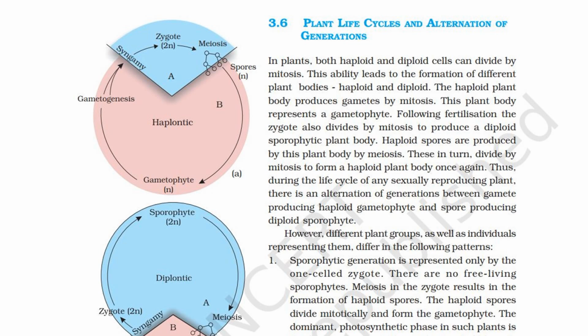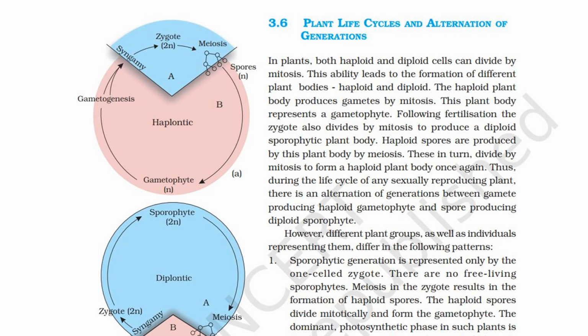Haploid spores are produced by this plant body by meiosis. These, in turn, divide by mitosis to form a haploid plant body once again. Thus, during the life cycle of any sexually reproducing plant, there is an alternation of generations between the gamete-producing haploid gametophyte and the spore-producing diploid sporophyte. However, different plant groups, as well as individuals representing them, differ in the following patterns.